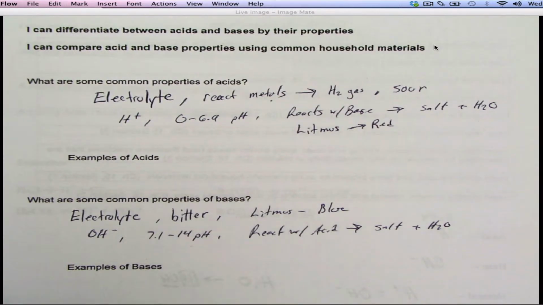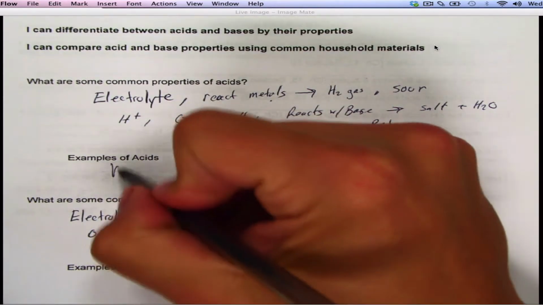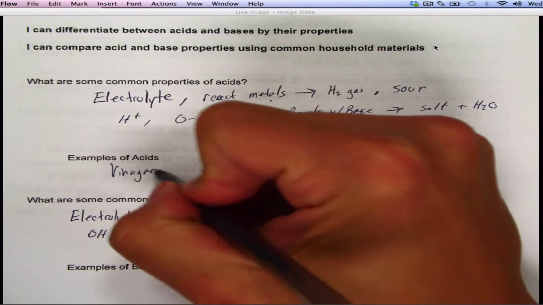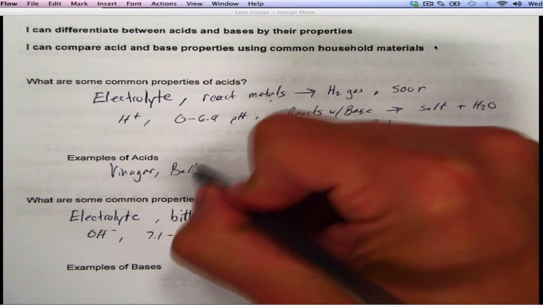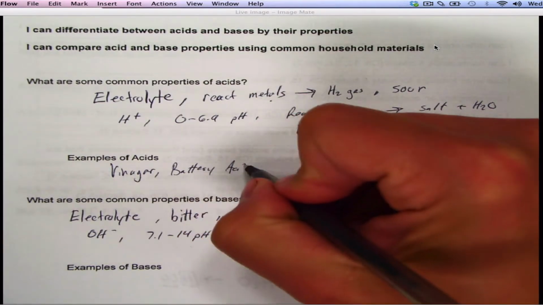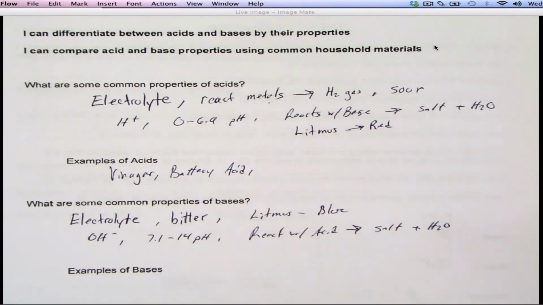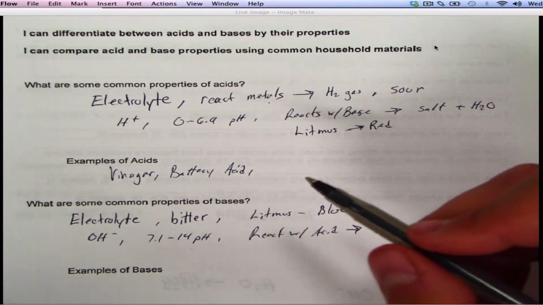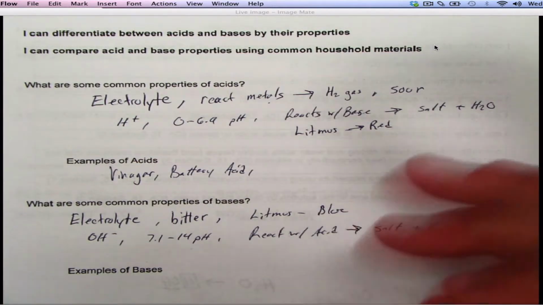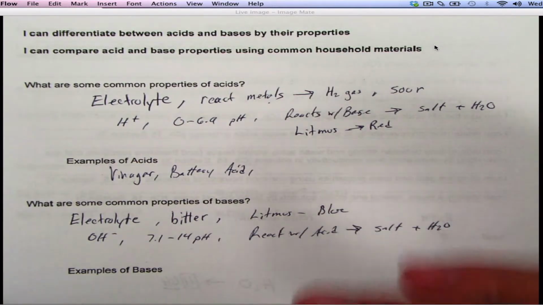So there are some other properties that we'll discuss, but that will give you a good idea of what we're dealing with here. Some common examples of an acid: vinegar. Household vinegar is an acid. Battery acid. Milk is actually slightly acidic. Very, very small, but it's very close to neutral.